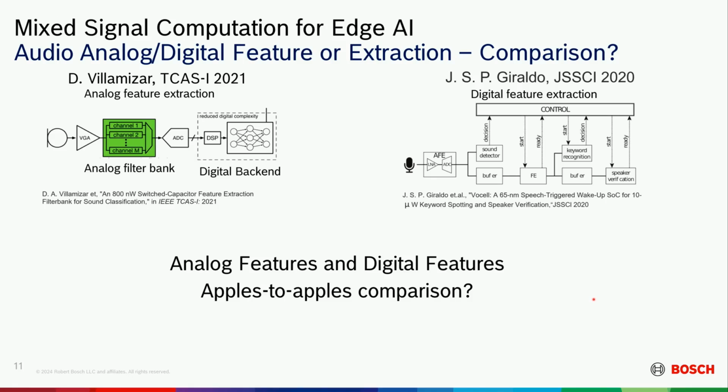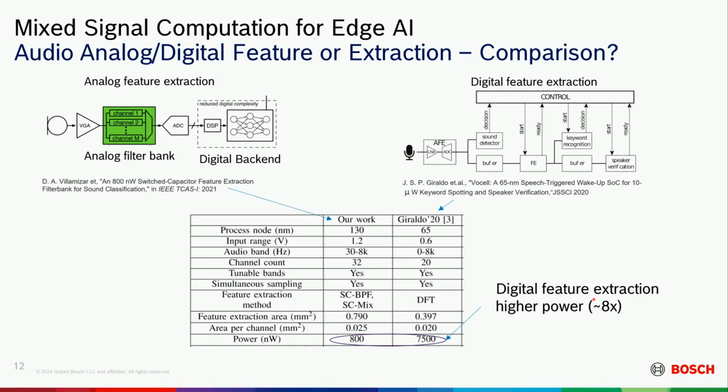All right, so that's the thing. First of all, you can see that the analog filter bank is about 8x lower power than the digital one, and it also has more filters in it. It's 32 versus 20 for the digital one. But what about the overall system performance? That's the one thing I wonder about, right?